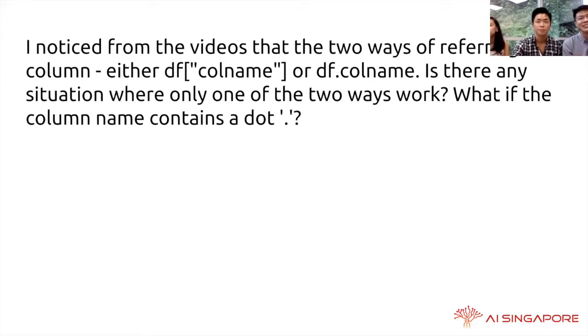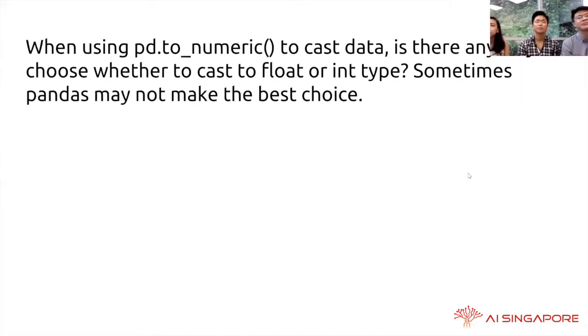Okay, so next question. Good practices to do. When using pd.to_numeric to cast data, is there any way to choose whether to cast to float or integer type? Sometimes pandas might not make the best choice. What do you think? I think for this, pandas will automatically decide based on the nature of the data. If your data contains a decimal point, then definitely it will be a float. If there's no decimal point, definitely it will be converted into an integer. Yep. So this is usually the case.